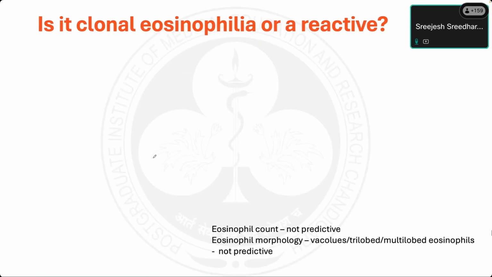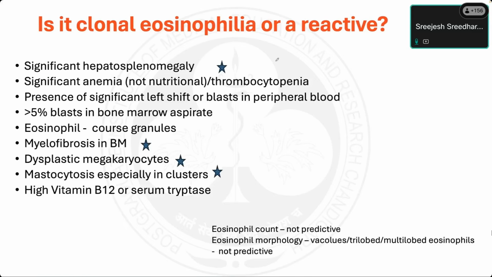Because reactive eosinophilia is managed by steroids or anti-helminthic drugs or other medications like interleukin-5 receptor antagonists. But for a clonal eosinophilia, we might have to go for some other kind of management. So what are the factors which predict that a condition is clonal?